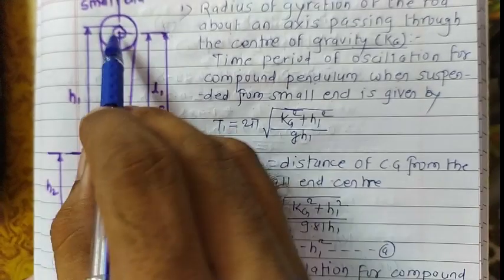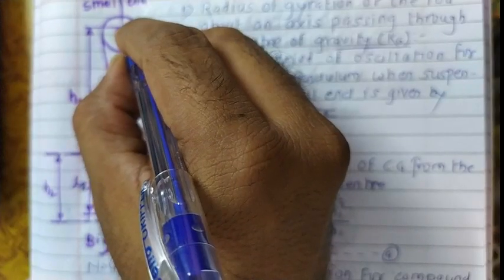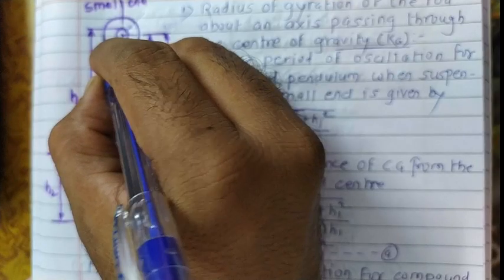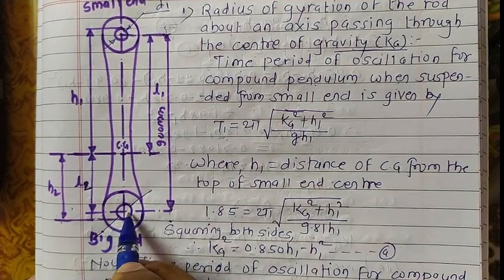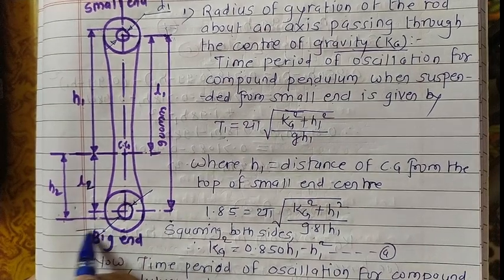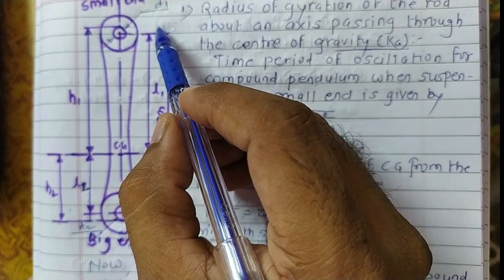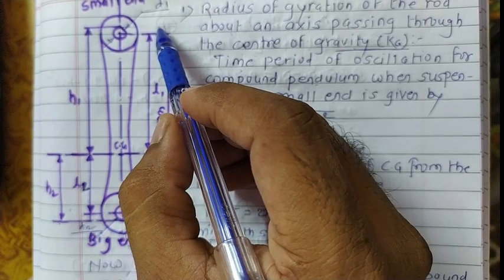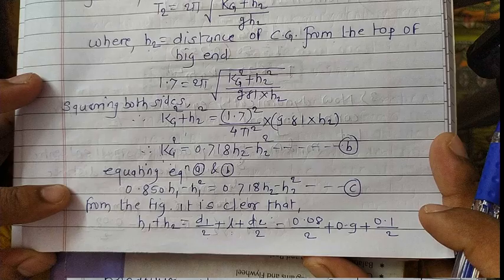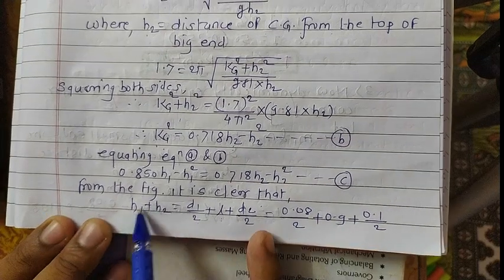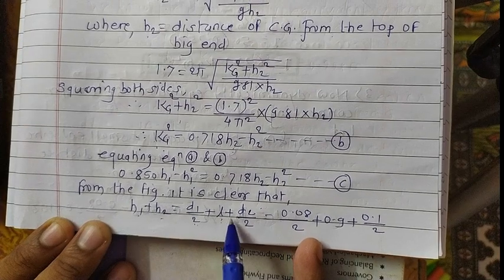So what about this one? This is nothing but the D1. I'll write here clearly so that you can get it. This is the D1, and this indicates the D2. So this distance is D1 by 2. The same step is actually written here: H1 plus H2 equals D1 by 2 plus L plus D2 by 2.